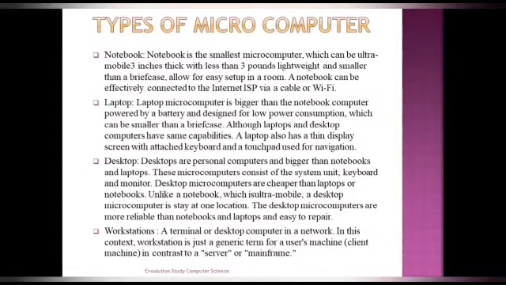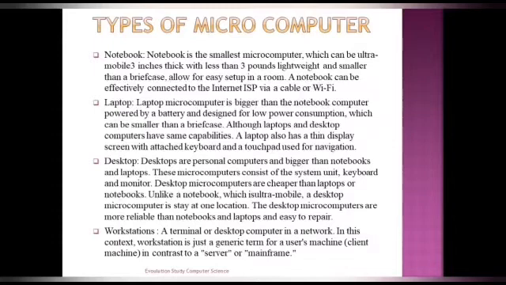Notebook is the smallest microcomputer, which can be ultra mobile, 3 inches thick, less than 3 pounds lightweight, and smaller than a briefcase. It allows for easy setup in a room. A notebook can be effectively connected to the internet ISP via a cable or a Wi-Fi. Now, what is a laptop?